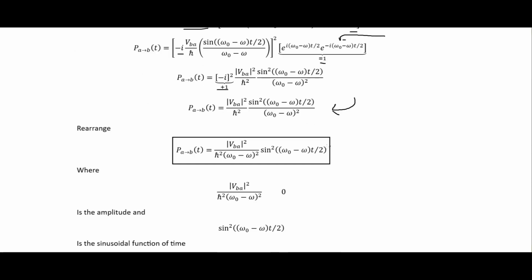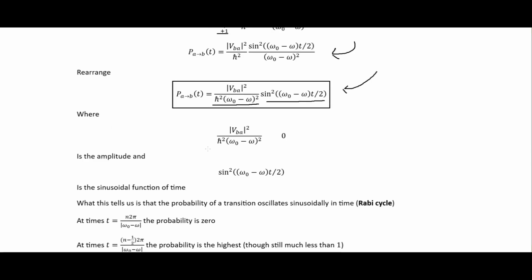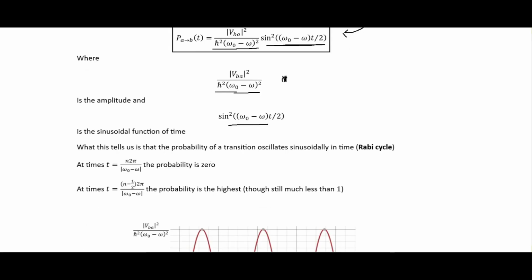We do some rearranging, and we end up with this right here, where this part is going to be a constant, and then this is the time dependence right here. And so this is the amplitude of our sine squared wave here, and this is the sinusoidal function of time, which tells us that the probability of a transition oscillates sinusoidally in time, and this is called the Rabi cycle.